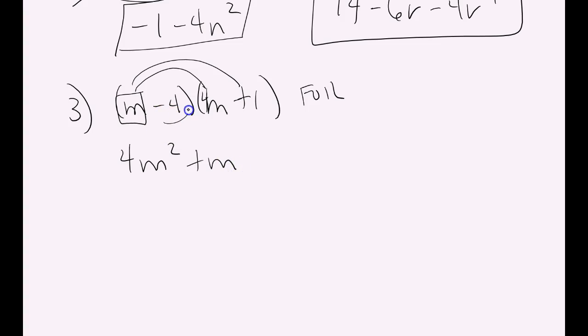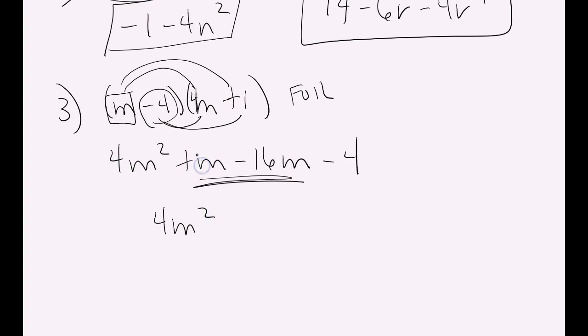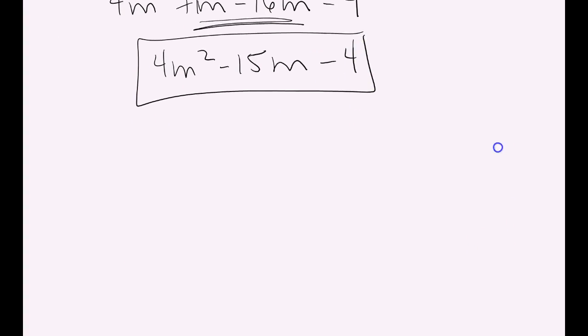Now I'm going to take the one on the inside and distribute it to both, like the second one. So -4 times 4m is -16m. -4 times 1 looks like that. And on these, remember, you're not done until you put these two terms in the middle together. So it's 4m squared. Okay, this is an invisible 1. So what's 1 minus 16? That would be -15m minus 4. So it looks something like that.